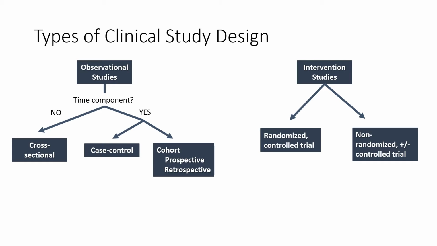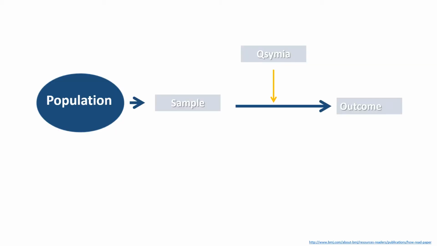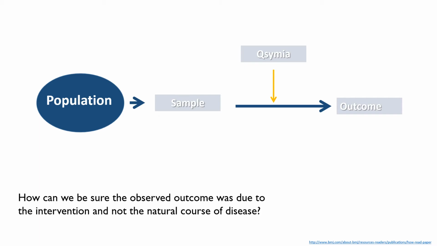the randomized controlled trial. So back to our case, he wants to know, is there something else we can do for him? Well, Casemia is not FDA approved for this indication, but can we try to find out? Can we plan a study in which we figure this out? So let's just sample a population that's similar to our patient, right? Because we want to be able to apply our results to our patient, and then give that sample Casemia and look at the outcome, right?